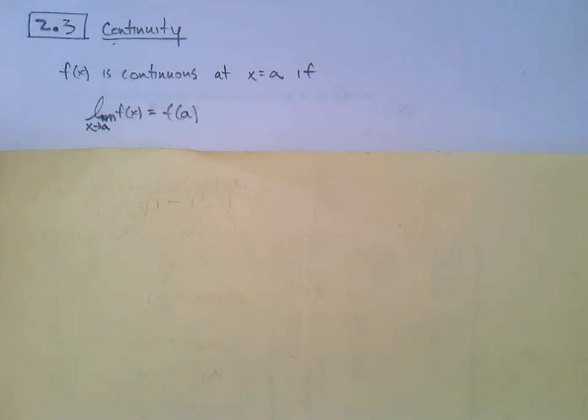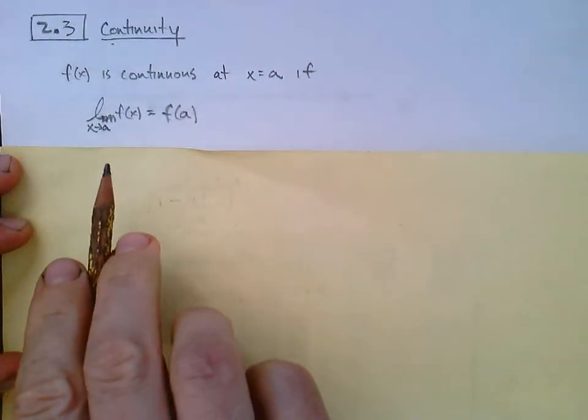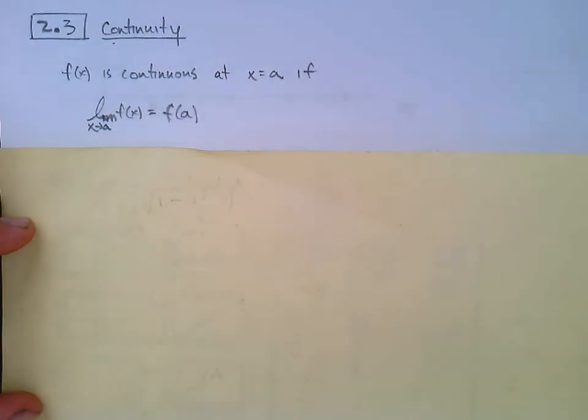Here's the definition of continuity right there. We say a function f of x is continuous at x equals a if, and sorry my writing's a bit sloppy there, the limit of f of x as x approaches a is equal to f of a. So in other words, the limit value is equal to the function value.